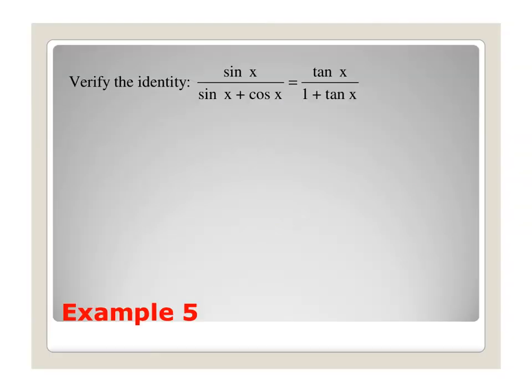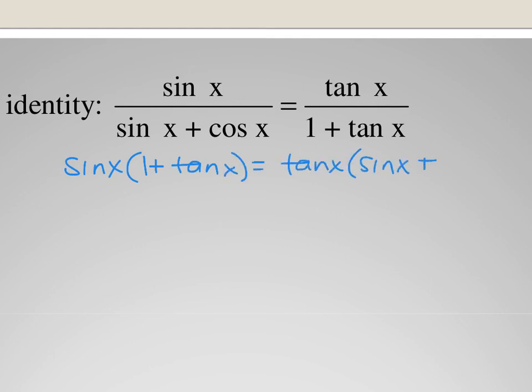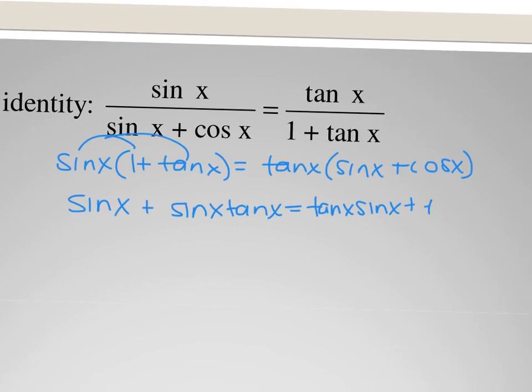So this is one where I would say it's probably not the worst thing in the world to cross multiply. Okay, you've got one fraction on either side of the equal sign. If I cross multiply, I get sine of x times 1 plus tangent of x equals tangent of x times sine of x plus cosine of x. And then distribute, so I get sine of x plus sine x tangent x equals tangent x sine x plus tangent x cosine x.